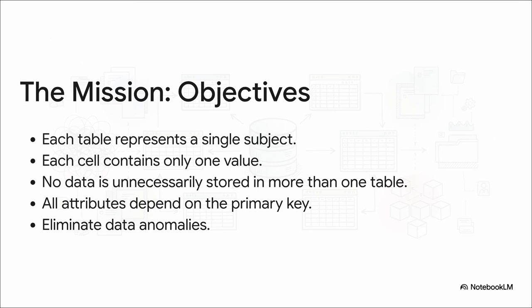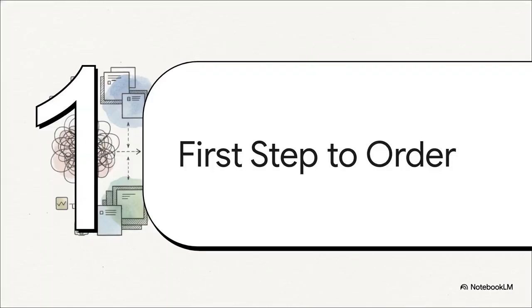And this whole process has a very clear mission. The objectives are pretty straightforward. First, every table should be about one single thing. Every little cell should hold just one single value. And super importantly, everything has to depend on a primary key, which is really just a unique identifier for each row, like a student ID number. If we follow these rules, we get to wave goodbye to those frustrating data anomalies. So, where do we start? Let's take that first step and see how we can start building a much better, more orderly structure.